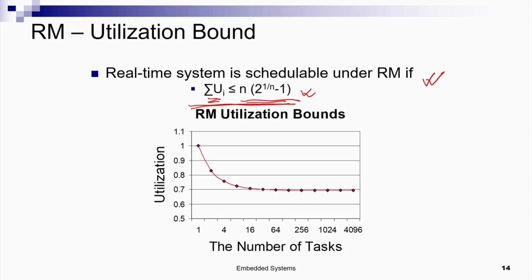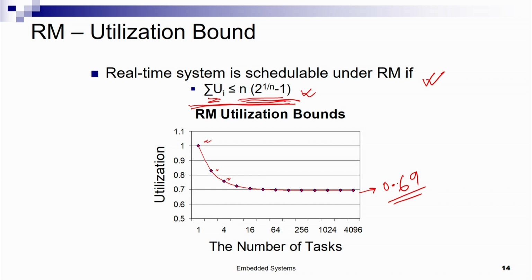Now, when we have one task, this bound is 1. When we have 2 tasks, this value is around 0.8283. We saw for 3 tasks this value is around 0.78, and likewise for n tasks when n tends to infinity, it goes to around 0.69. Okay.